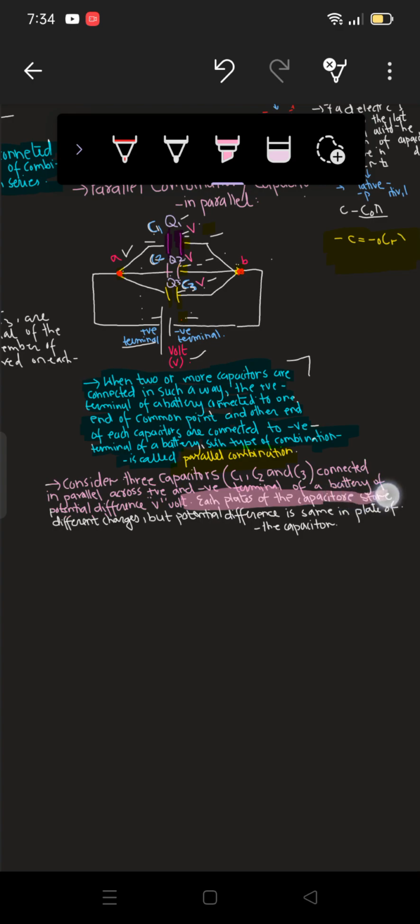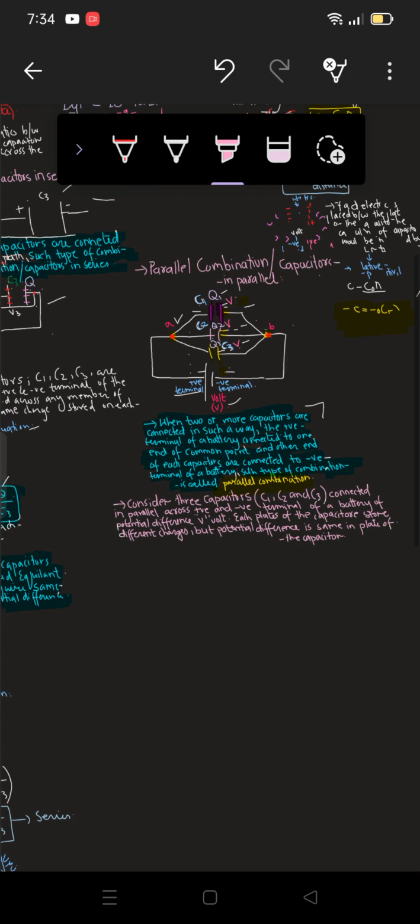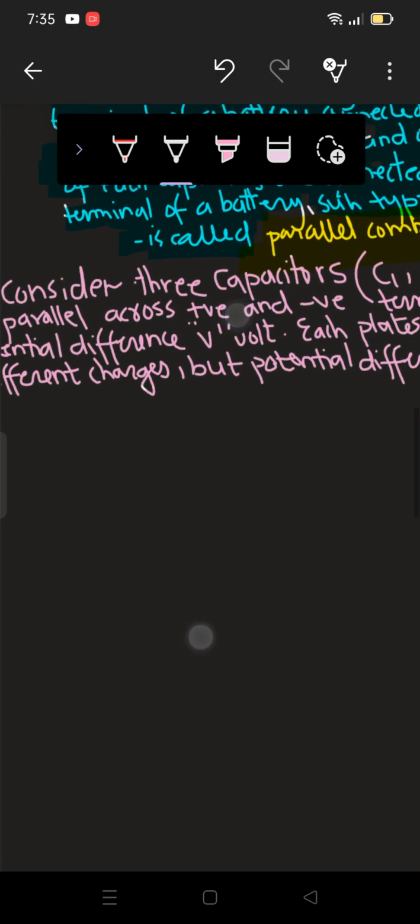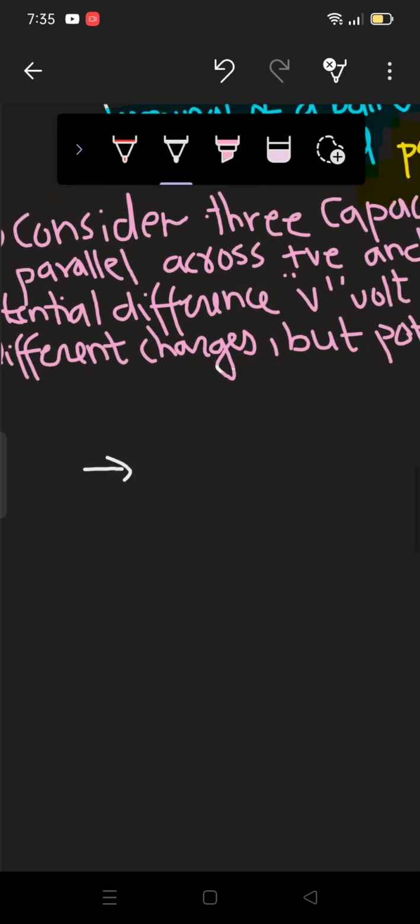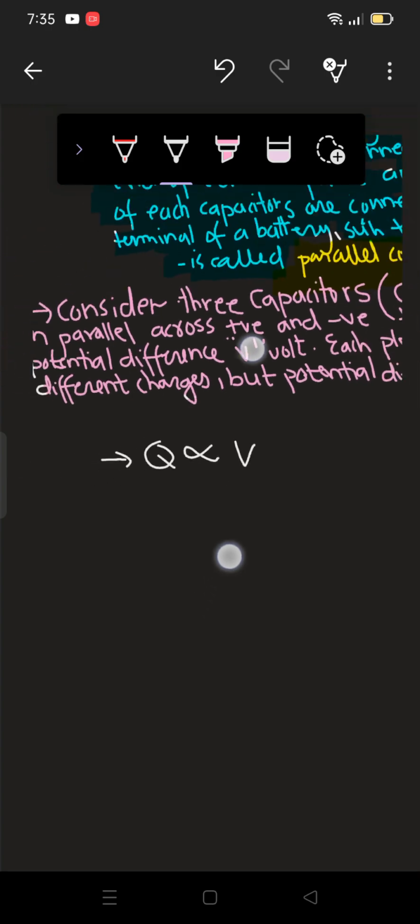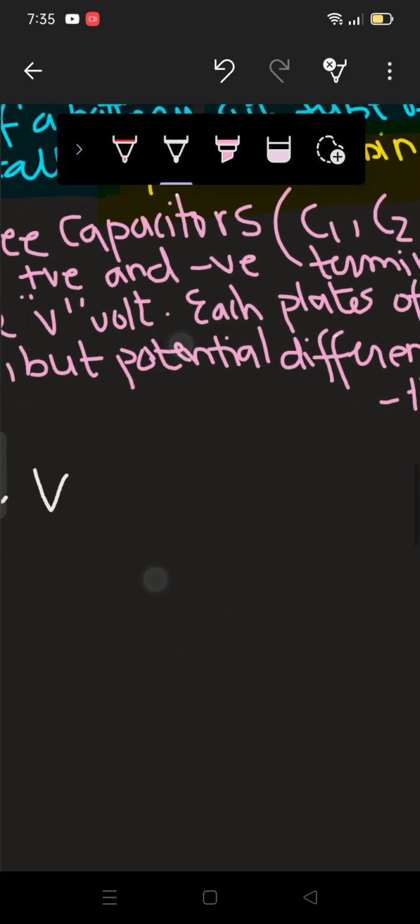Each capacitor would store different charges but the potential difference is the same across each capacitor. So if we get different charges on each capacitor, how are we going to calculate those charges? Let's write here the general term which we had. The charge stored on each capacitor would be directly proportional to the potential difference provided to it. This is the general equation.